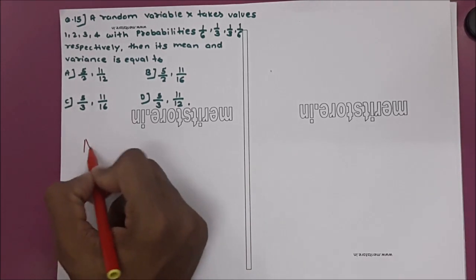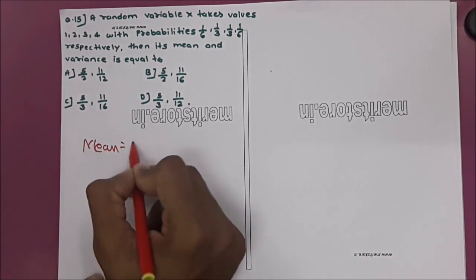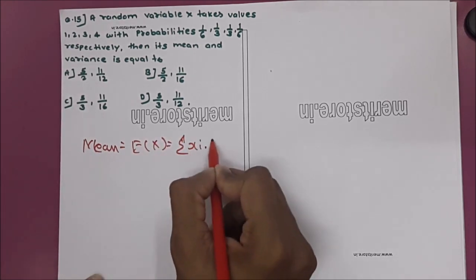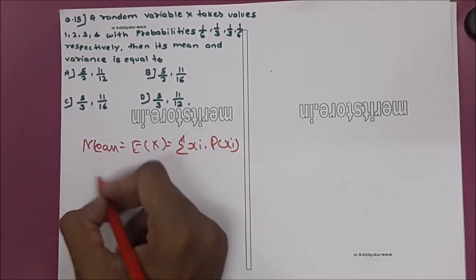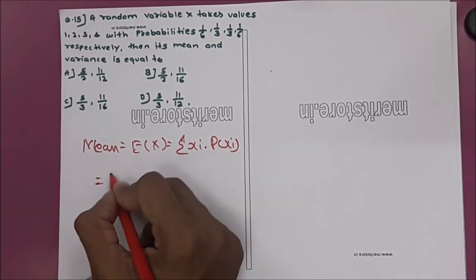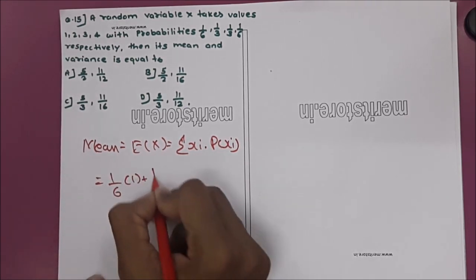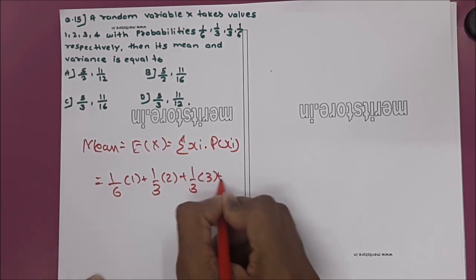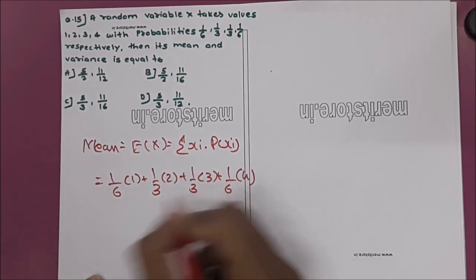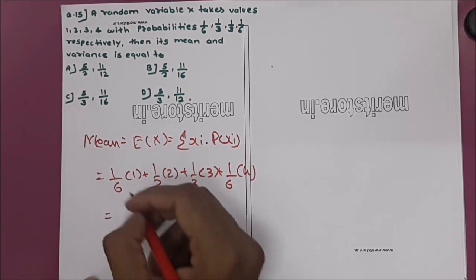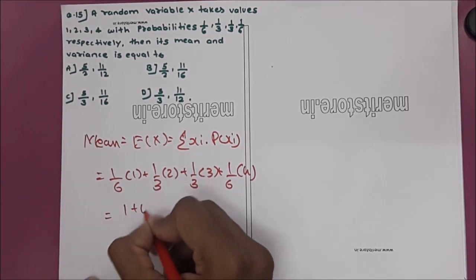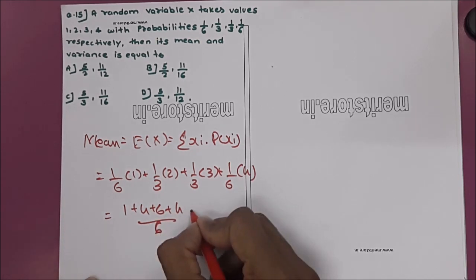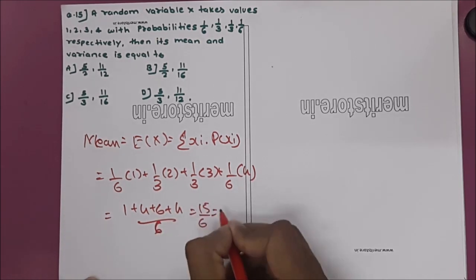So for the mean, the expected value, that is the summation of xi p of xi, we substitute all the values: 1 by 6 into 1 plus 1 by 3 into 2 plus 1 by 3 into 3 plus 1 by 6 into 4. We solve this, we take LCM, that is 1 plus 4 plus 6 plus 4, we get upon 6, which is equal to 15 by 6, which is equal to 5 by 2.